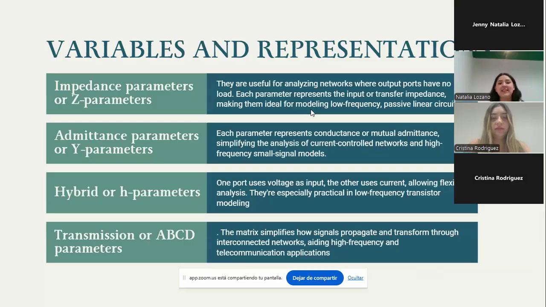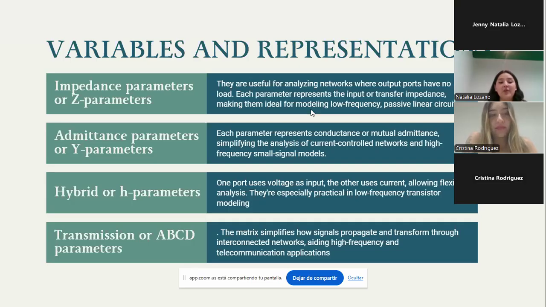To analyze these networks, we need to relate the voltages and currents at the two ports. There are several ways to do this: impedance parameters or Z parameters, admittance parameters or Y parameters, hybrid or H parameters, transmission or ABCD parameters, and scattering parameters known as S parameters, used at high frequency.